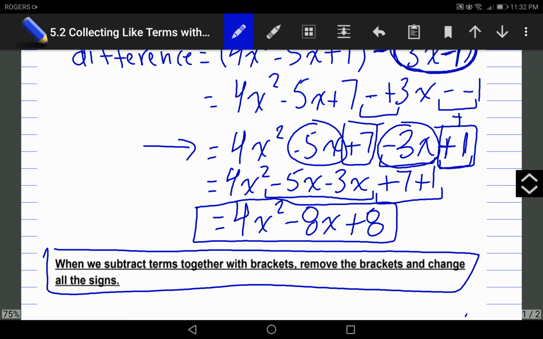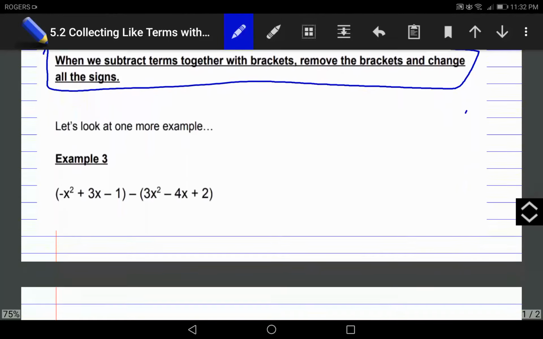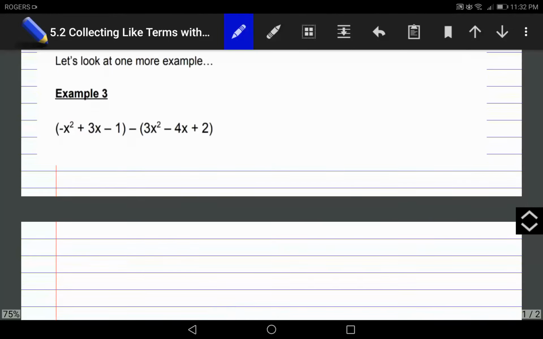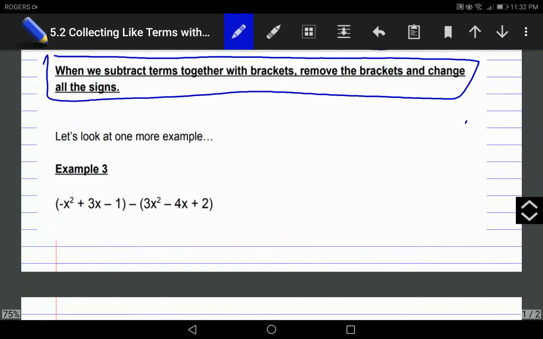Okay, which really just summarizes what I just said. Let's do one more example. Okay, and it's a subtraction example. So let's keep this in mind. Look what it says here in the box. When we subtract terms together with brackets, remove the brackets and change all the signs.